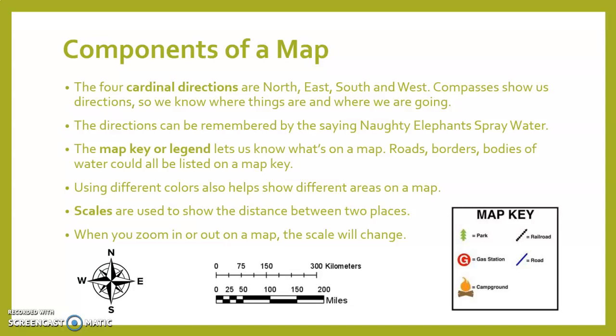The map key, or the legend, lets us know what's on a map. Roads, borders, and bodies of water could all be listed on a map key. Using different colors also helps us show different areas on a map. Scales are used to show the distance between 2 places. When you zoom in or out on a map, the scale will change.